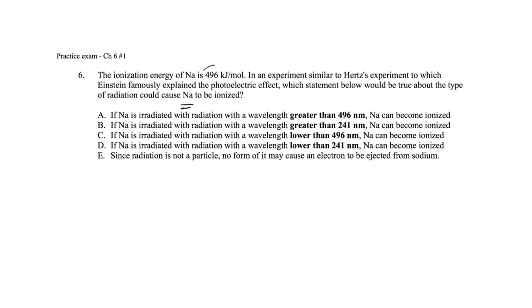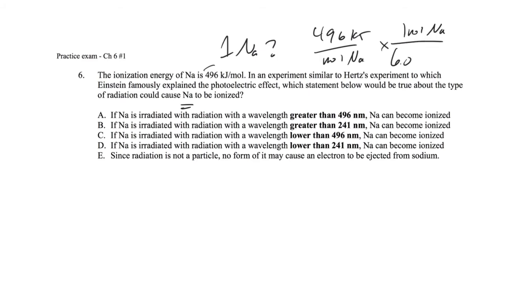So if sodium absorbs 496 kJ per mole, it can lose an electron and become ionized to sodium plus. The question is, how much energy does it take for 1 sodium to become ionized? Well, that would be 496 kJ per mole of sodium. 1 mole of sodium is 6.022 times 10 to the 23 sodium atoms. And then a kJ is 1,000 joules.